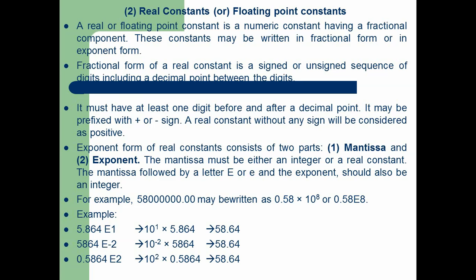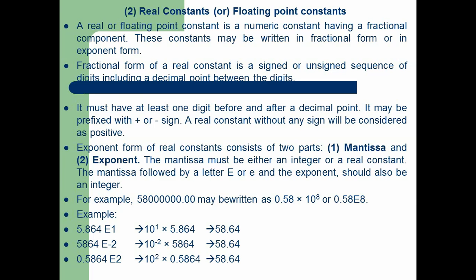It must have at least one digit before and after the decimal point. It may be prefixed with a plus or minus sign. A real constant without any sign will be considered positive. Suppose you didn't use any sign like plus or minus, then the default sign is plus and that number is considered a positive number.